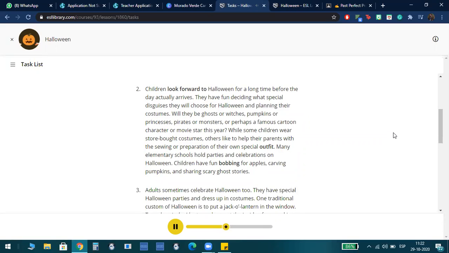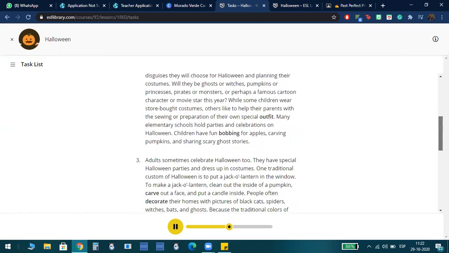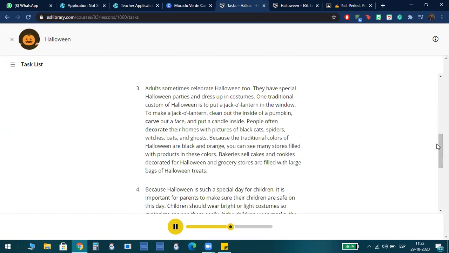Many elementary schools hold parties and celebrations on Halloween. Children have fun bobbing for apples, carving pumpkins, and sharing scary ghost stories. Adults sometimes celebrate Halloween too. They have special Halloween parties and dress up in costumes. One traditional custom of Halloween is to put a jack-o'-lantern in the window. To make a jack-o'-lantern, clean out the inside of a pumpkin, carve out a face, and put a candle inside. People often decorate their homes with pictures of black cats, spiders, witches, bats, and ghosts.